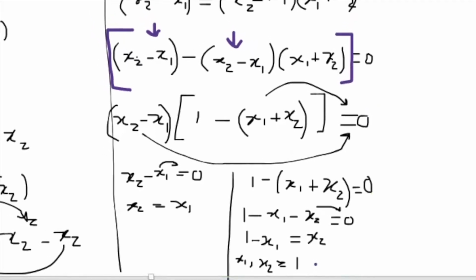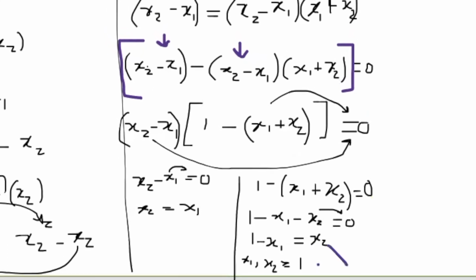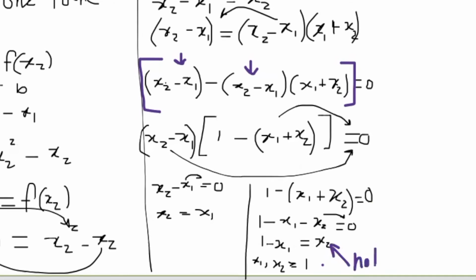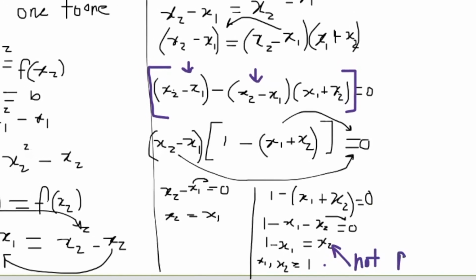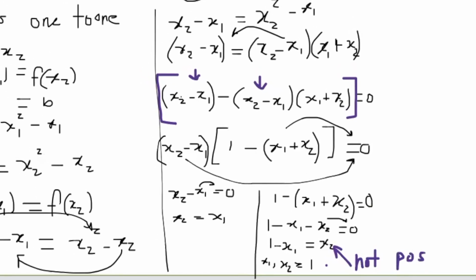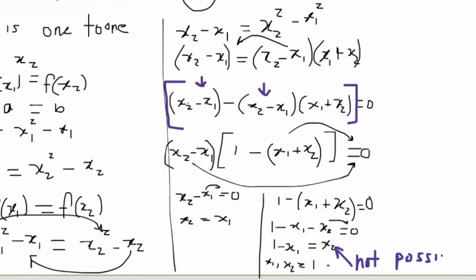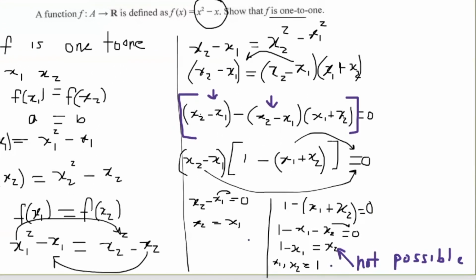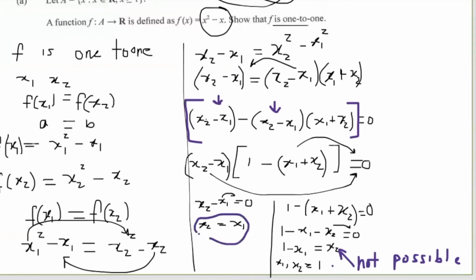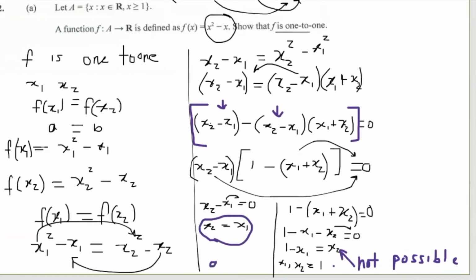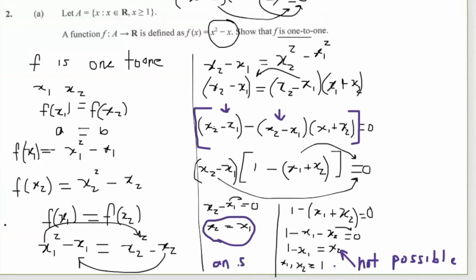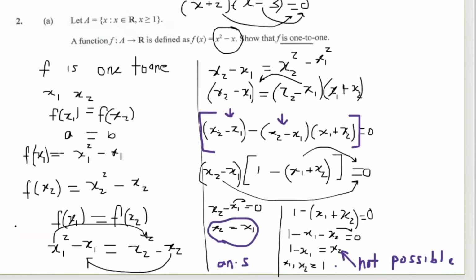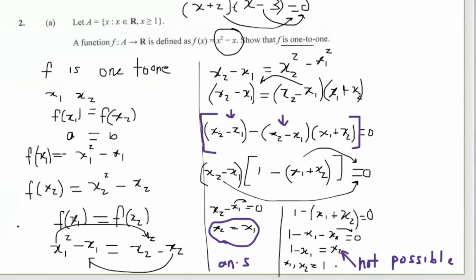Since it's impossible for me to satisfy the condition, for this part we say it's not possible, based on the condition that is given that x1 and x2 must be greater than or equal to 1. That's not possible. However, over this side, I have x2 is equal to x1, and for it to be 1 to 1, this is what we need to have. So this is the answer. This is what shows that it is indeed 1 to 1.